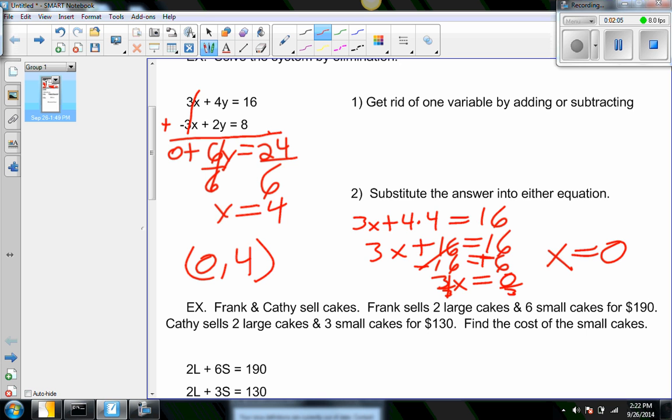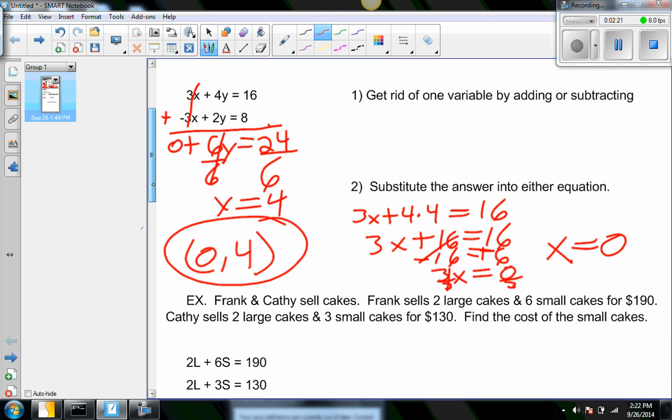So plug it into the other one. Does it work? Is negative 3 times 0, which is 0, right? Plus 2 times 4, which is 8. So is 0 plus 8, 8? Yes, so it works if you plug it into either one. So that is my answer for that equation, 0, 4.